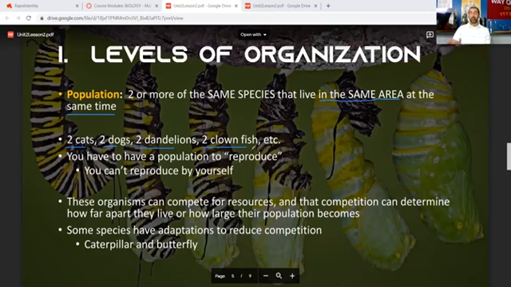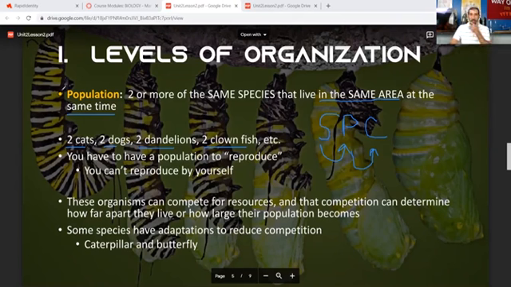So first off, you have a species, that's one of something. When you have more than one of the same species in the same area at the same time, you have a population. All right. So now, for you to be able to go to the next step, which is C, you have to have two populations that are different species, and that'll give you a community or a biological community.